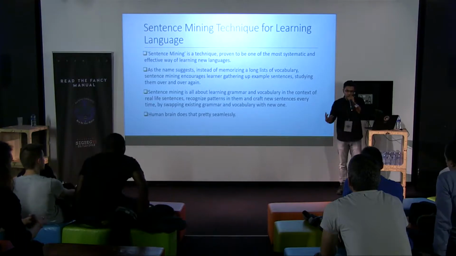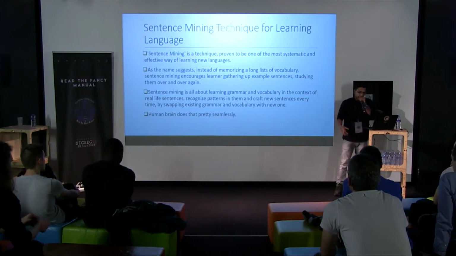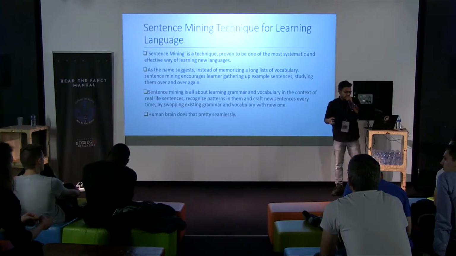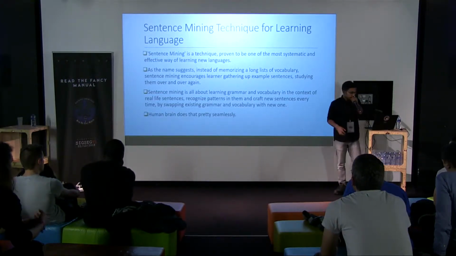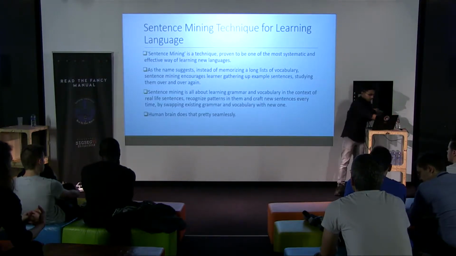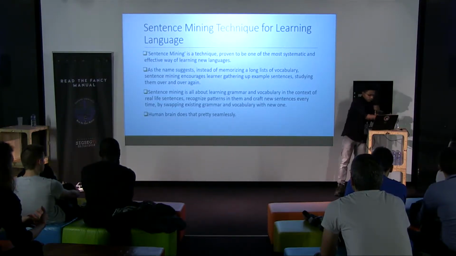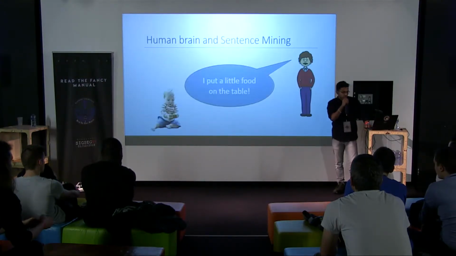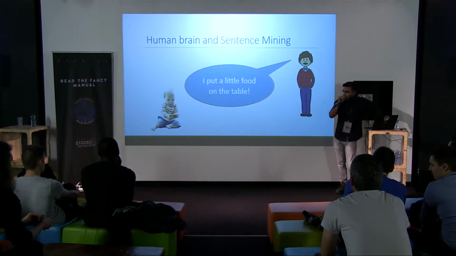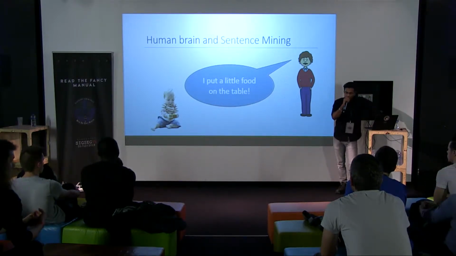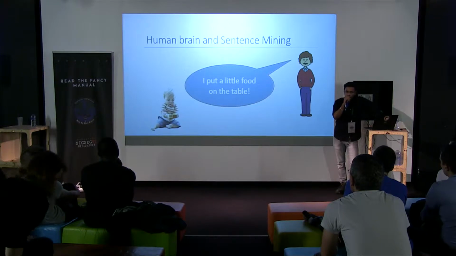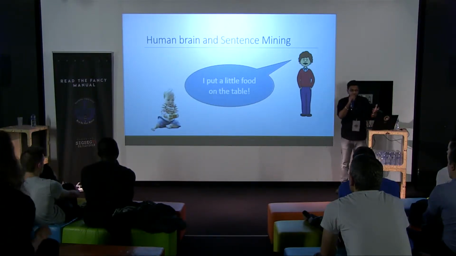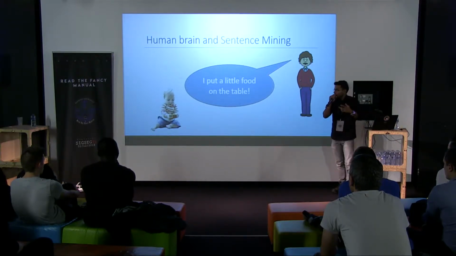Sentence mining is all about learning grammar and vocabulary in the context of real life sentences, recognizing patterns in them, and crafting new sentences every time by swapping existing grammar and vocabulary with new ones. The human brain does that pretty seamlessly. So here's an example. Let's have a close look at how the human brain learns a new language. Babies don't learn a new language by studying textbooks or grammar. They learn any new language by hearing the same thing over and over again.